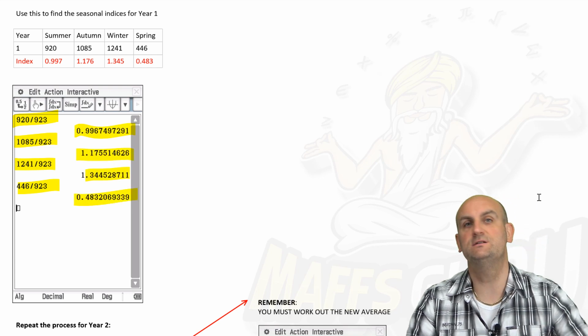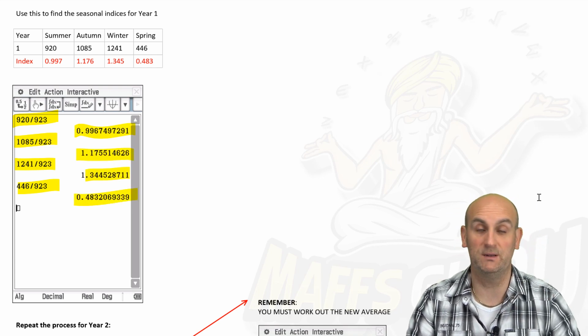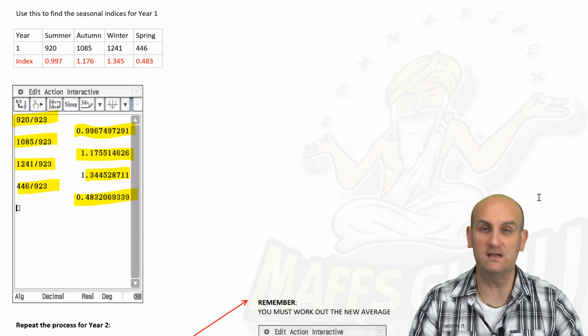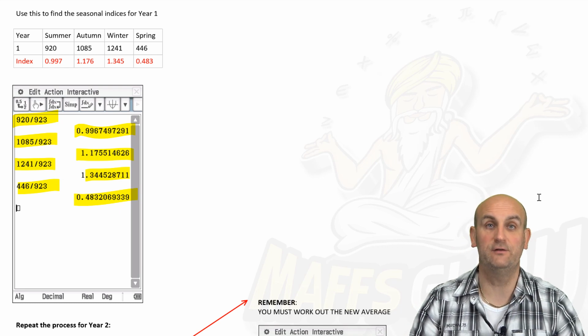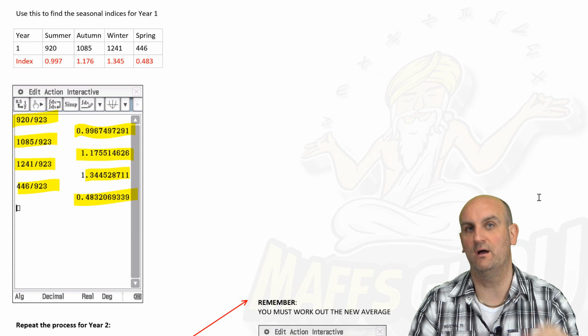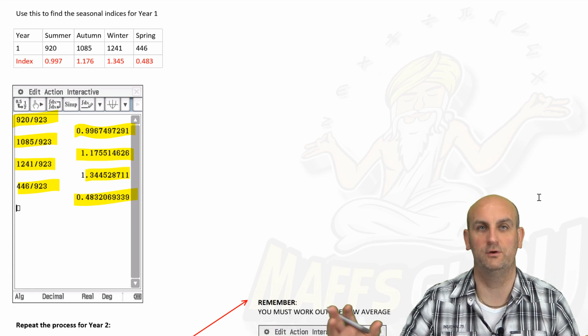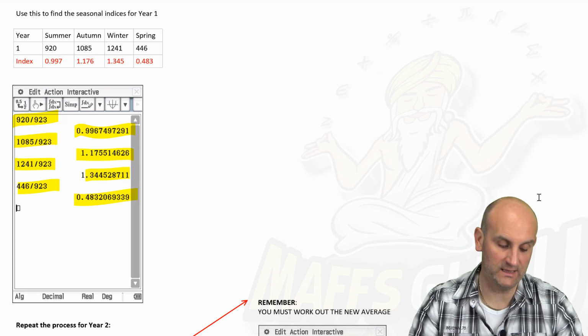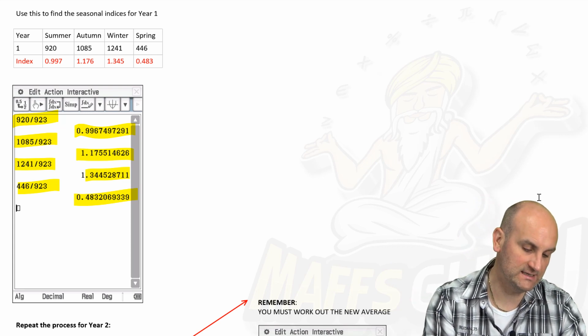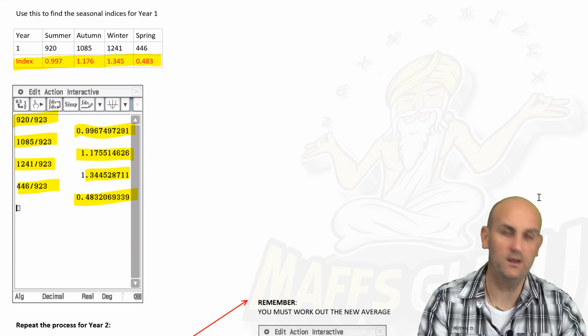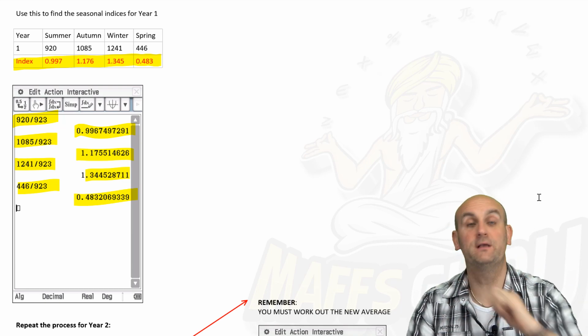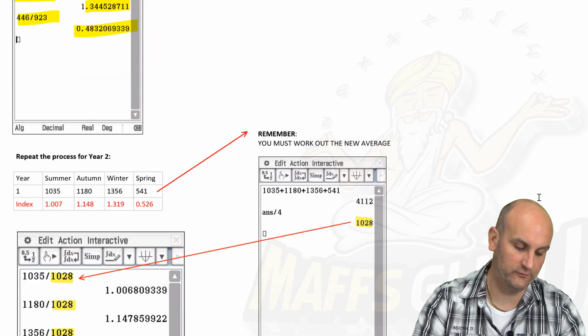Now, my advice to you here is give it to as many decimal places as you possibly can. 3 seems to be sensible, so that later on, when I average these down, I have 2 decimal places for my answers. So all the way through, try and keep your answers as long as you possibly can. So I now have my seasonal indices for year 1. Am I finished? Nope, because as I said to you, we're now going to have to do year 2.